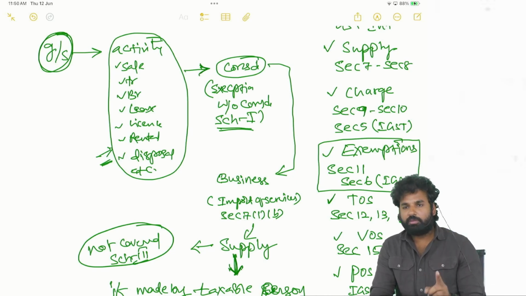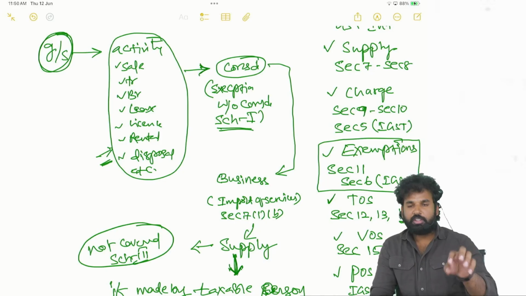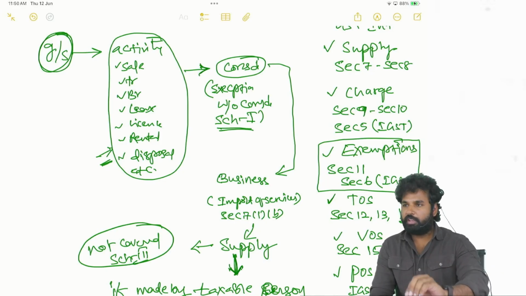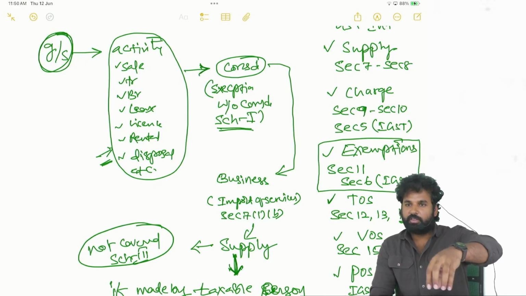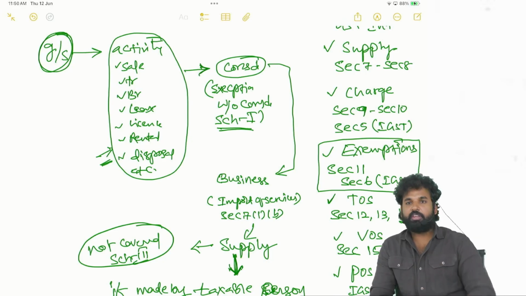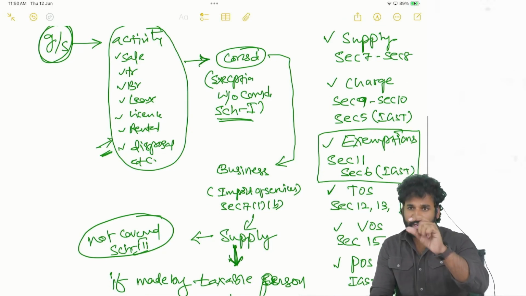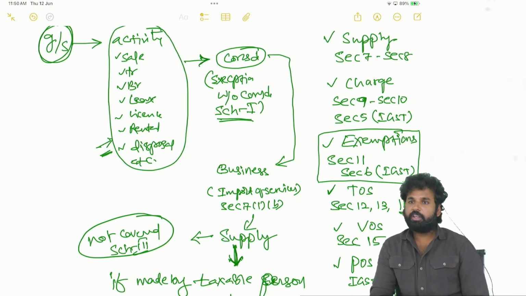So in order to levy GST, all these conditions must be satisfied. It shall be goods, it shall be a specific activity, and it shall be for consideration and during the course or furtherance of business, then it will come under the definition of supply. If all these conditions are satisfied, but the activity is covered under Schedule 3, all the consideration is there, goods is there, everything is there, but it is covered under Schedule 3, then it is not a supply, right?